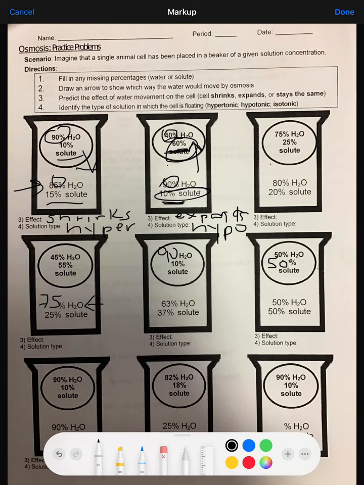All right, so we have a hyper solution here, a hypo solution here, and now let's look at this one right here. This is an iso, so it's even. The water is going to go in and out, and it's going to stay the same. And the solution type is isotonic because it's even. And then we're done.